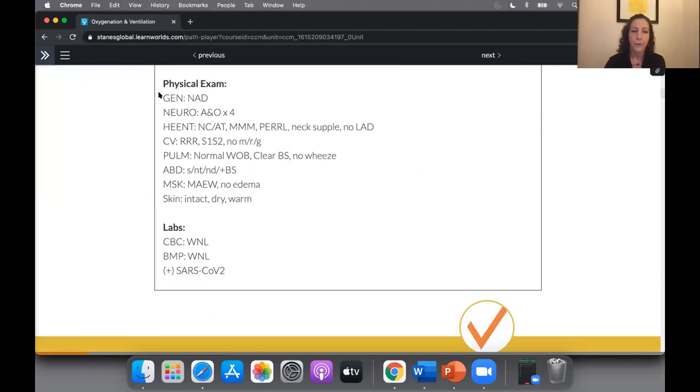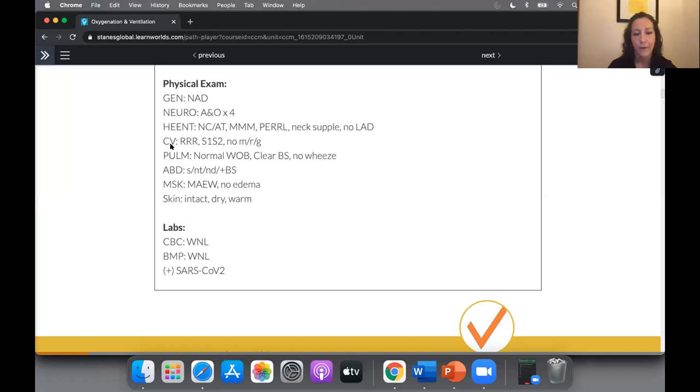Physical exam. So in general, he's in no acute distress. He's alert and oriented times 4. I'm going to read out all these abbreviations in case there's medical students with us, because a lot of times we have to learn these abbreviations. So this is general, no acute distress, neuro, alert and oriented times 4. HEENT is head, ears, eyes, nose, throat, and it's normocephalic atraumatic. His mucous membranes are moist. His pupils are equal round reactive to light. His neck is supple and he has no lymphadenopathy.